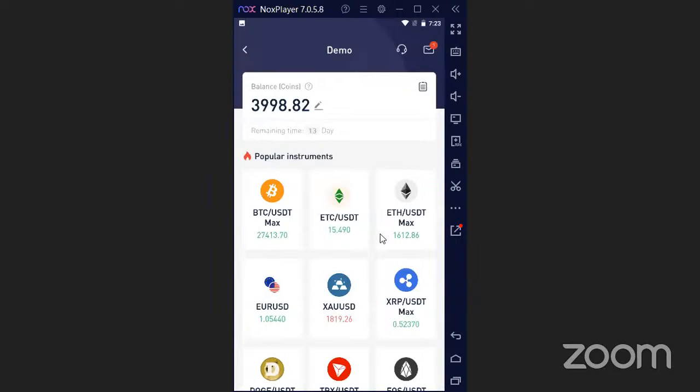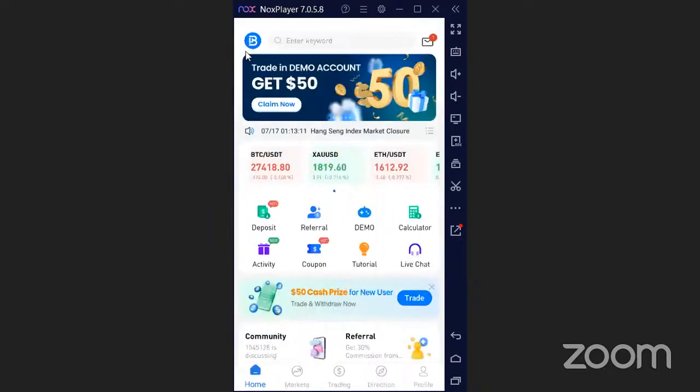So this is my own demo. If you don't have a demo, you get a pop-out message asking you to activate your demo. Just click on activate here, and then you have your demo. Make sure you are on demo. Do not use your real account for this. We just want to take a trade for learning purposes. Let's just see how it's going to go, right?